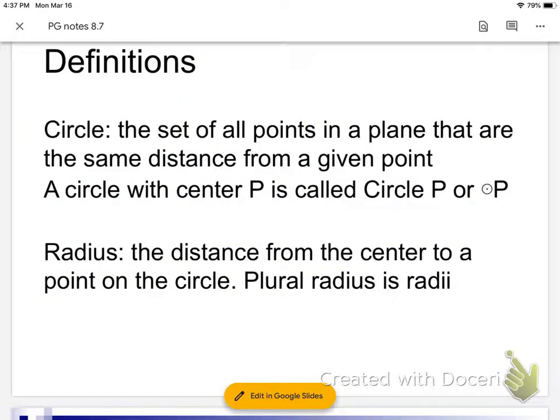You guys might want to pause these to make sure you get your definitions down. I'll try to give you a few seconds. So your first definition is a circle, a set of all points in a plane that are the same distance from a given point. A circle with the center P is called circle P, or you see this little dot with a circle with a dot in the middle of it and then P. It's the shorthand. Radius is the distance from the center of the circle to one point on the circle. And then when we say radius, when it's plural, we call it radii with two i's at the end. Again, if you need to pause it, feel free to.